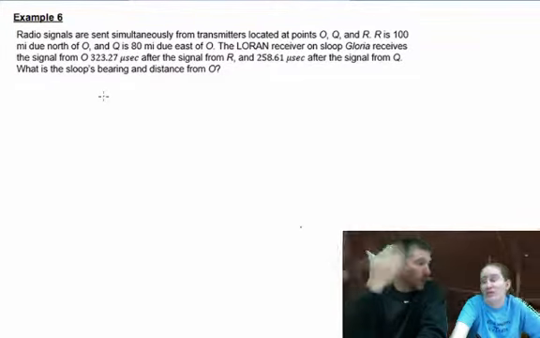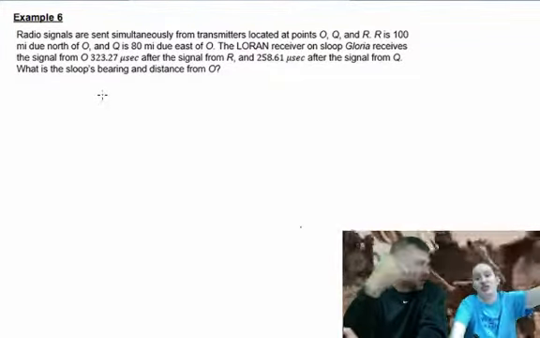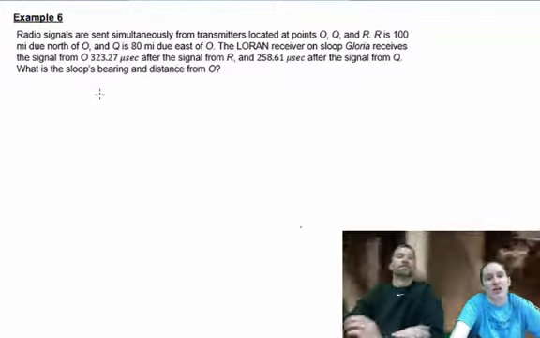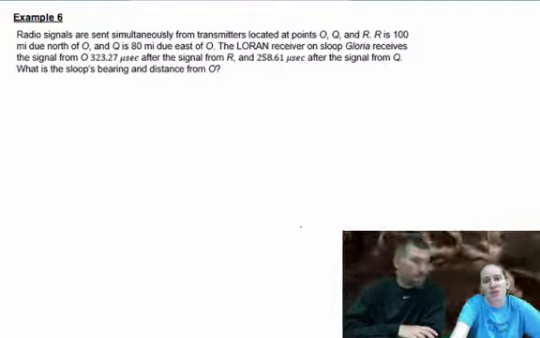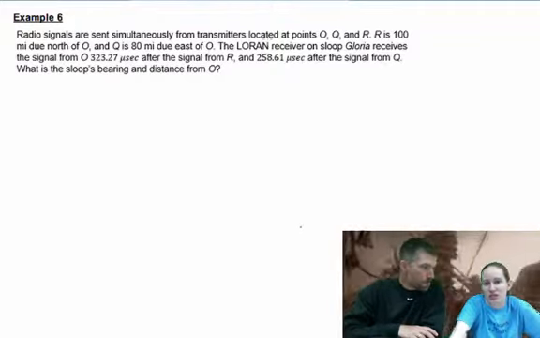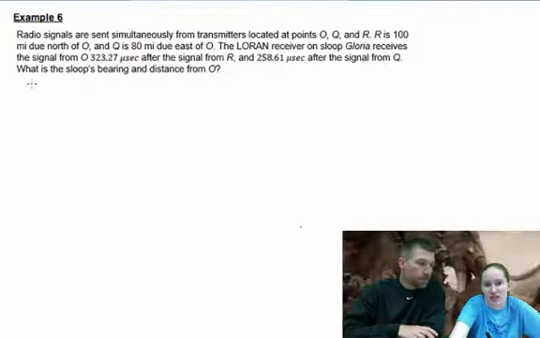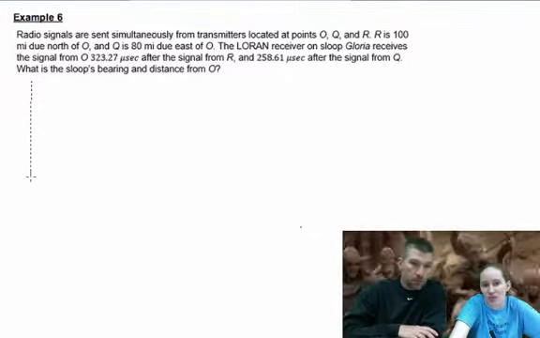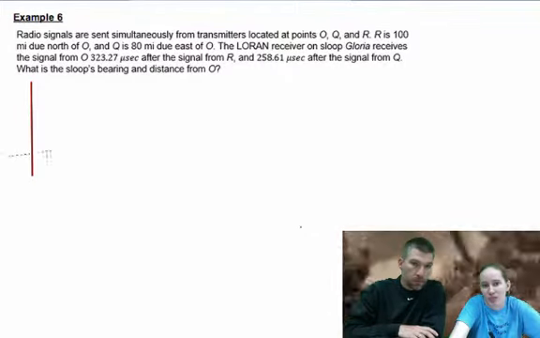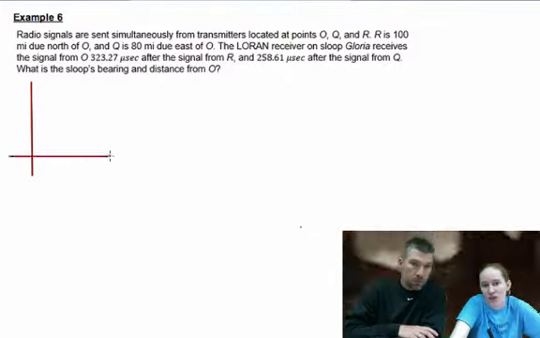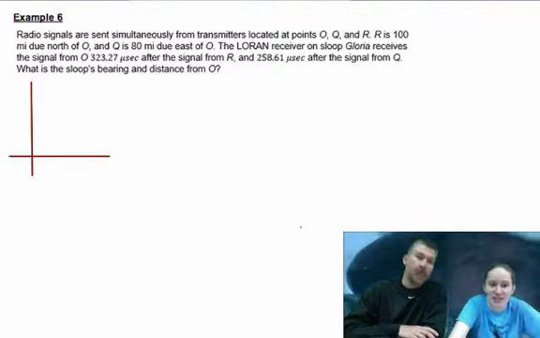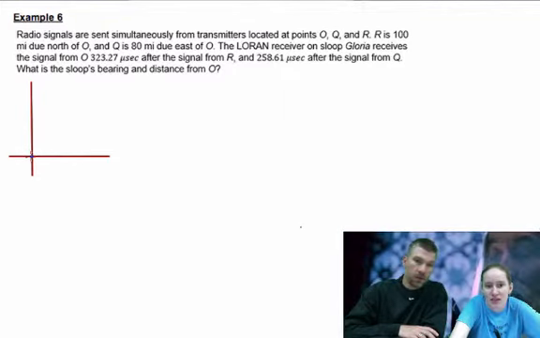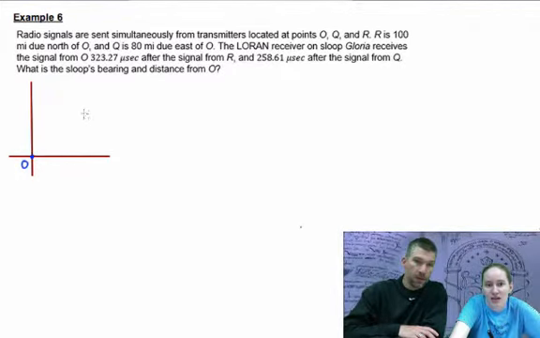So in this case, it's the waves of the signal, light or signal. And with radio signals, that's what we're dealing with in this problem. We've got 3 different transmitters, and they're located at O, Q, and R. O is at the origin.